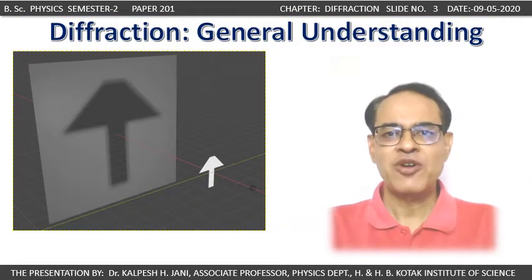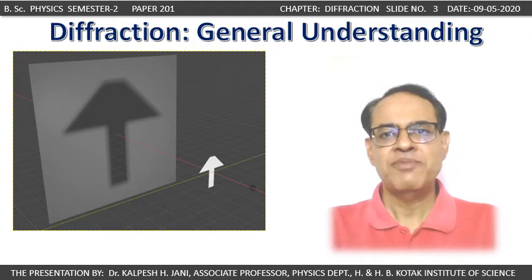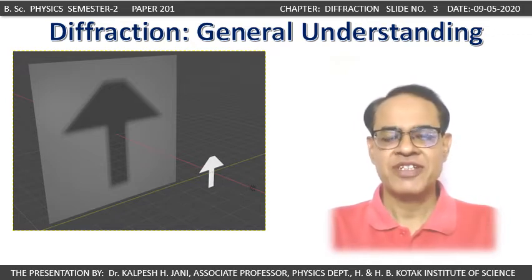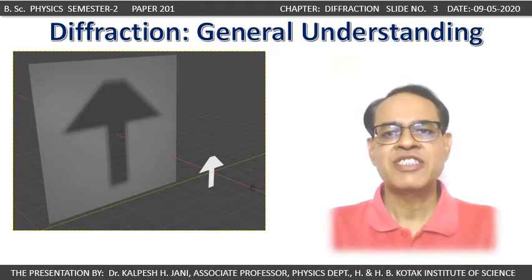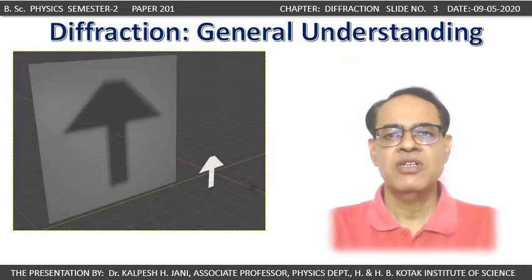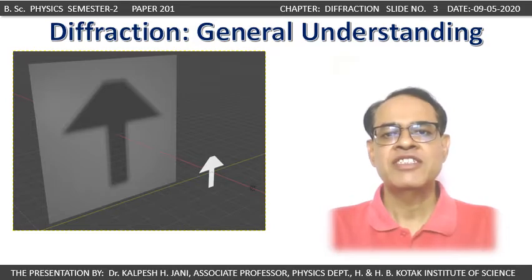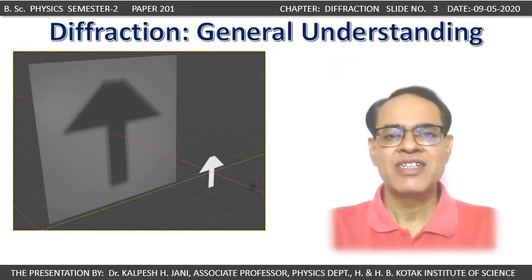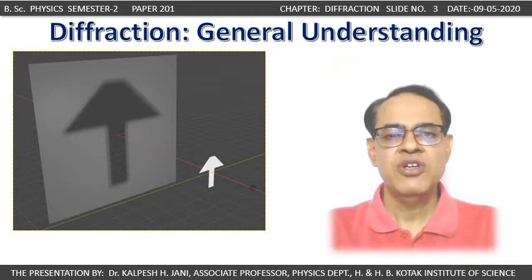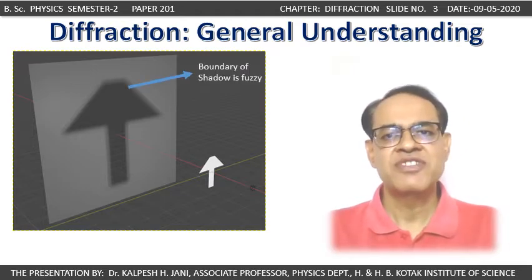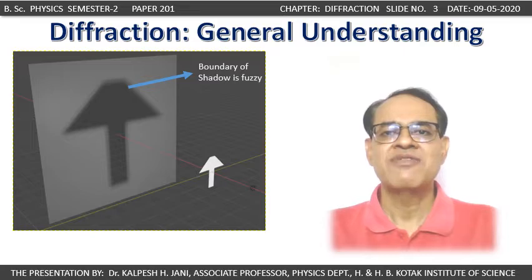So let us start this topic of diffraction. Some people also pronounce it differently. So we shall come to this term in a short while, but we shall start with looking at this photograph which is shown in this slide. In this photograph, one object is shown which is an arrow mark, and it is illuminated by a source of light, and its shadow is formed on the screen, as you can see here. Now if you look at the boundary of this shadow, you will find that the boundary is fuzzy. So we shall start with why it is so.